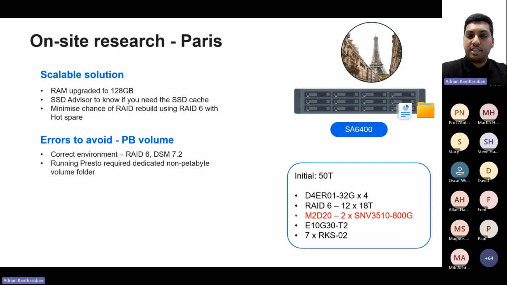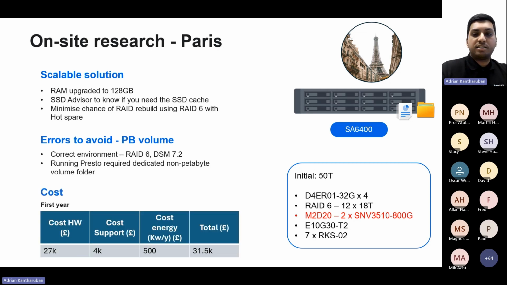And because we already know that initially the data generated here will surpass 200 terabytes, we can already start building a peta volume. So here are some errors to avoid. The first thing is that the peta volume can only run on RAID 6, and to have access to all applications like high availability on the DSM, you would require DSM 7.2.